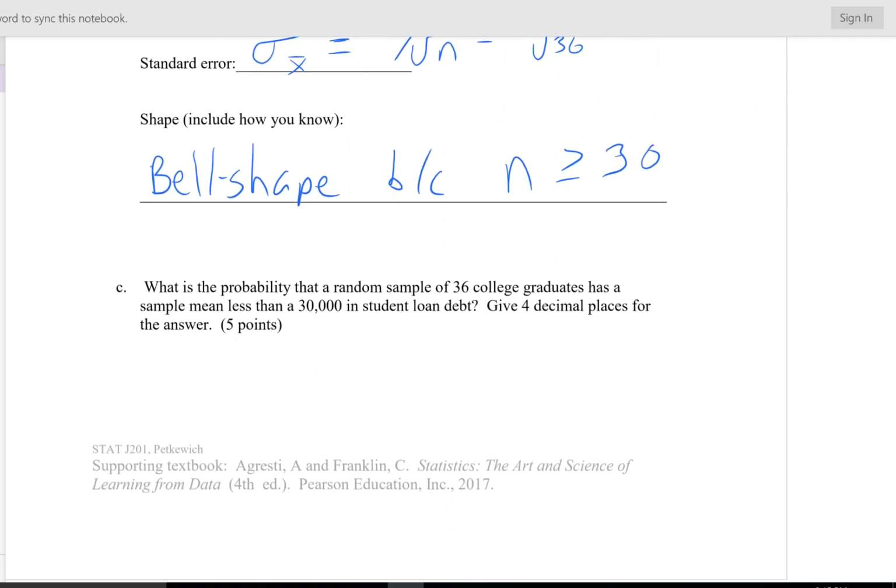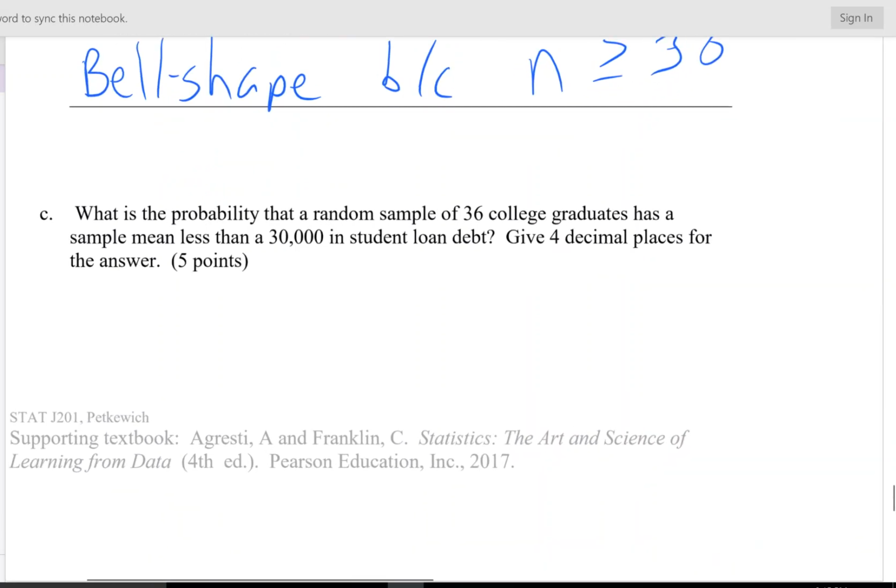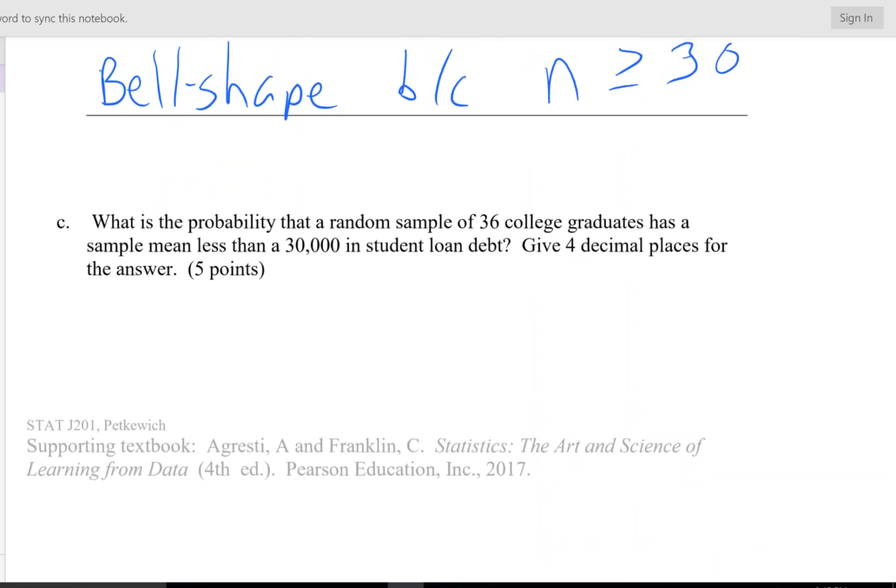All right, now we're asked, what is the probability that a random sample of 36 students has a sample mean less than $30,000? Okay, so what I have to do now is figure out a z-score for $30,000. So let's write it down like this. We're asked to find the probability that a sample mean is less than $30,000. And to do that, I need to find that z-score for $30,000.